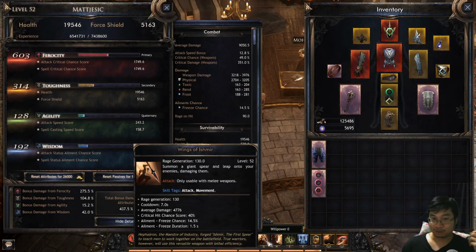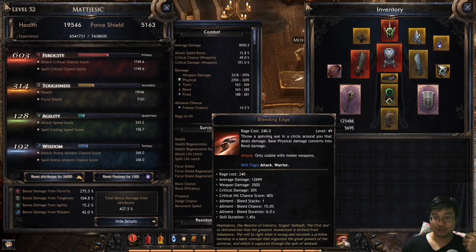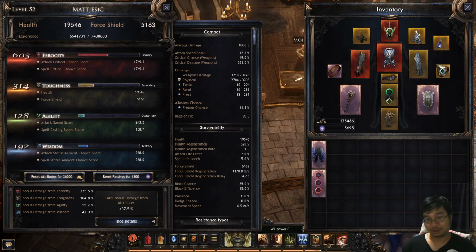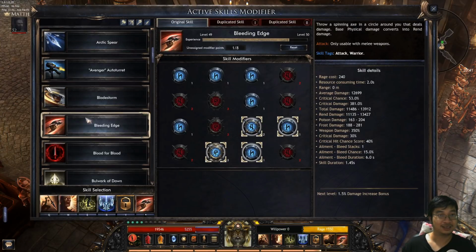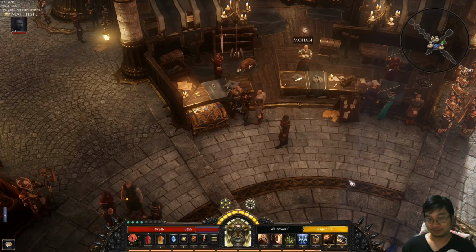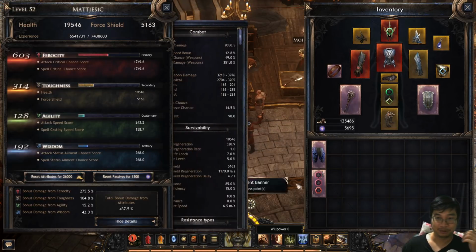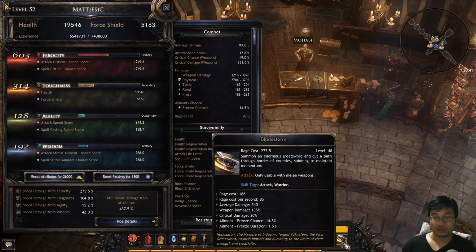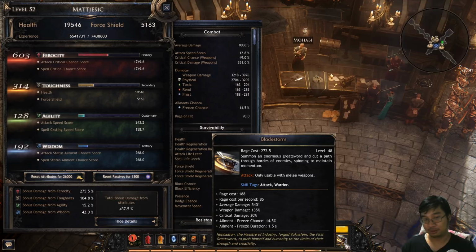Attack spells are the ones that spend rage. For example here, I have my Winds of Asher and also my Bleeding Edge, which is always bleeding by the way. If I show you a different spell, I'll show you my Blade Storm. Those two are good examples. So if I show you my Winds of Asher and also my Blade Storm, both of them have the freeze alignment. Why is that?